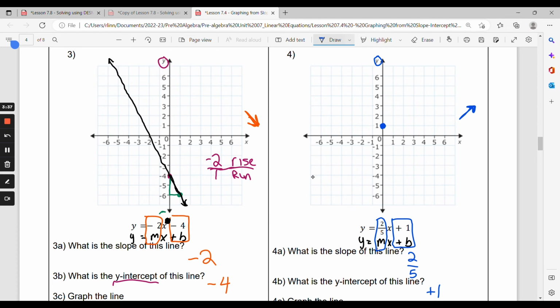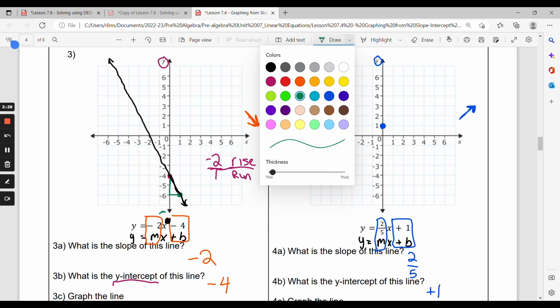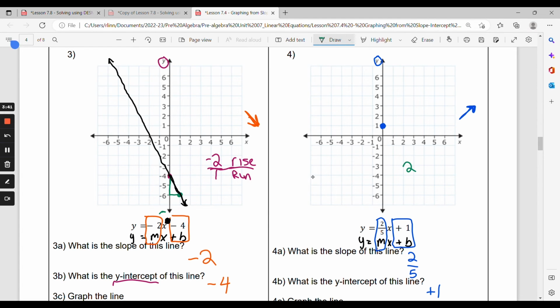Now I need to use my slope to find the other points. So my slope was 2 over 5, and that is equal to rise over run. So that means that my rise is 2, so I'm going to start with my y-intercept and go up 2, 1, 2, and then my run is 5, 1, 2, 3, 4, 5. So I'm going to find my second point right there.